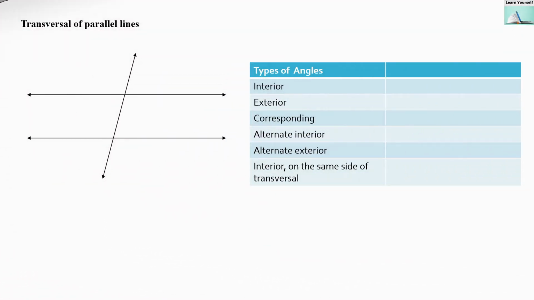Now let us understand what all types of angles these lines will make. So let us give the numberings to the angles. First types of angles are interior angles. The name itself suggests that they are in the interior of this transversal of parallel lines. Now what all angles here you can see are in the interior?